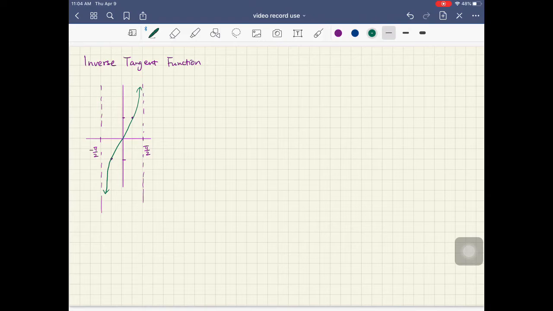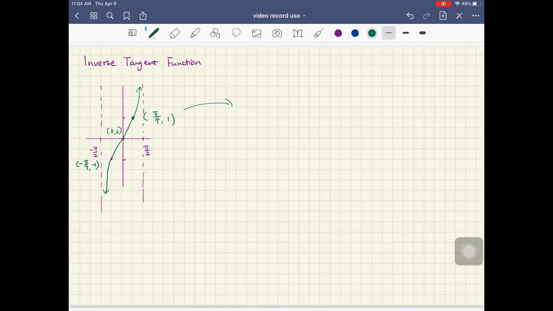Here I have 3 key points. The first one is pi over 4, 1. The second one is 0, 0. And the next one is negative pi over 4, negative 1. I'm going to write it inside. I'm sorry, wrong order. Negative pi over 4, negative 1.